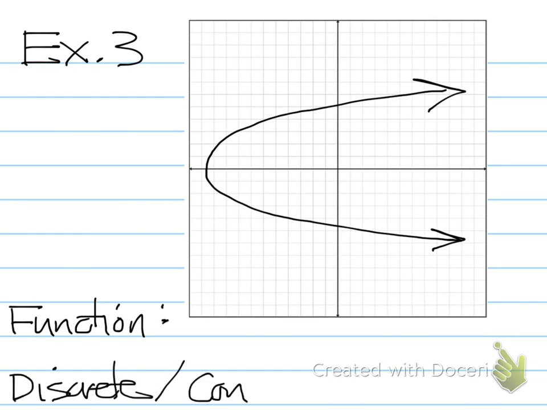If we look at this function here, notice there are no breaks in the graph. It starts really at the vertex of that parabola, and then it continues in the positive x direction. So there's no breaks in the graph, so this would be a continuous relation, and it's not a function because it's not going to pass the vertical line test.